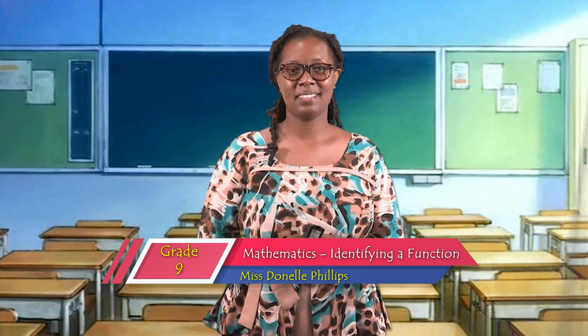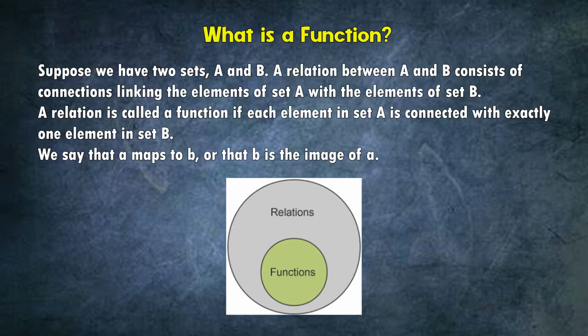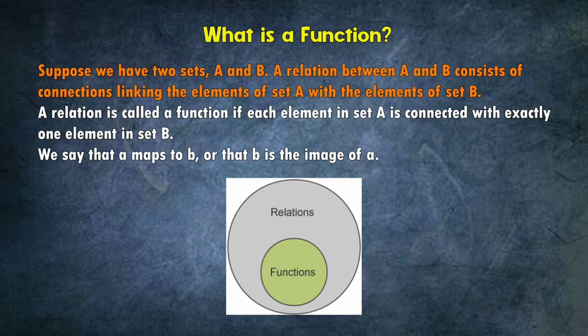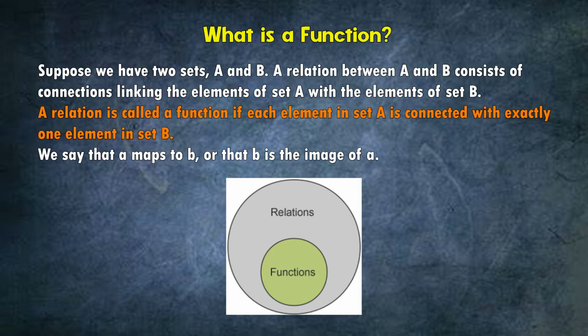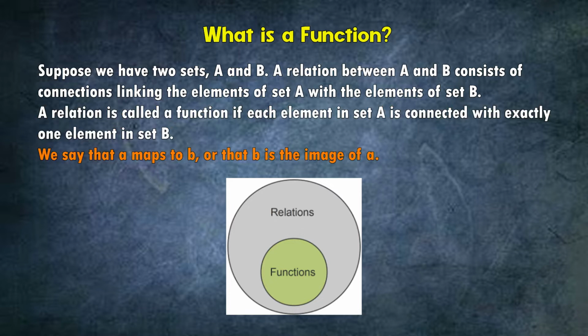Let's get started. So what exactly is a function? Suppose we have two sets, set A and set B. A relation between A and B consists of connections linking the elements of set A with the elements of set B. A relation is called a function if each element in set A is connected with exactly one element in set B. We say that A maps to B, or that B is the image of set A.